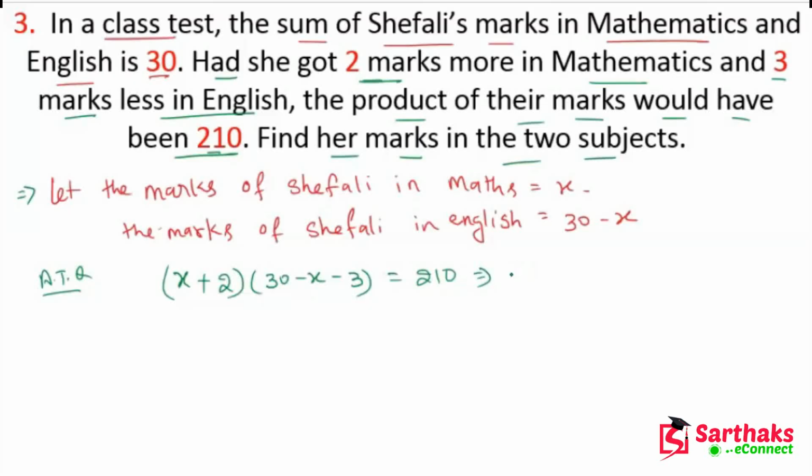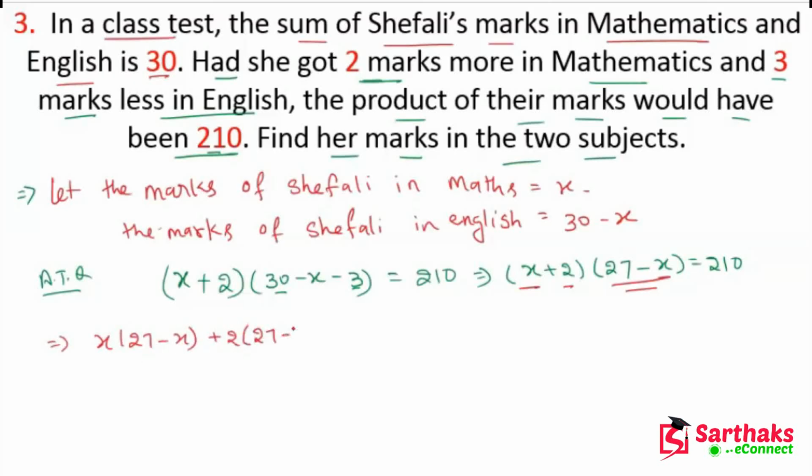Now if you solve this, this will become X plus 2 into, here 30 minus 3 is 27, so 27 minus X, is equal to 210. Now let's solve this. If we open this, we have to multiply X with 27 minus X, and we have to multiply 2 with 27 minus X. So here we get X into 27 minus X plus 2 into 27 minus X, equal to 210.